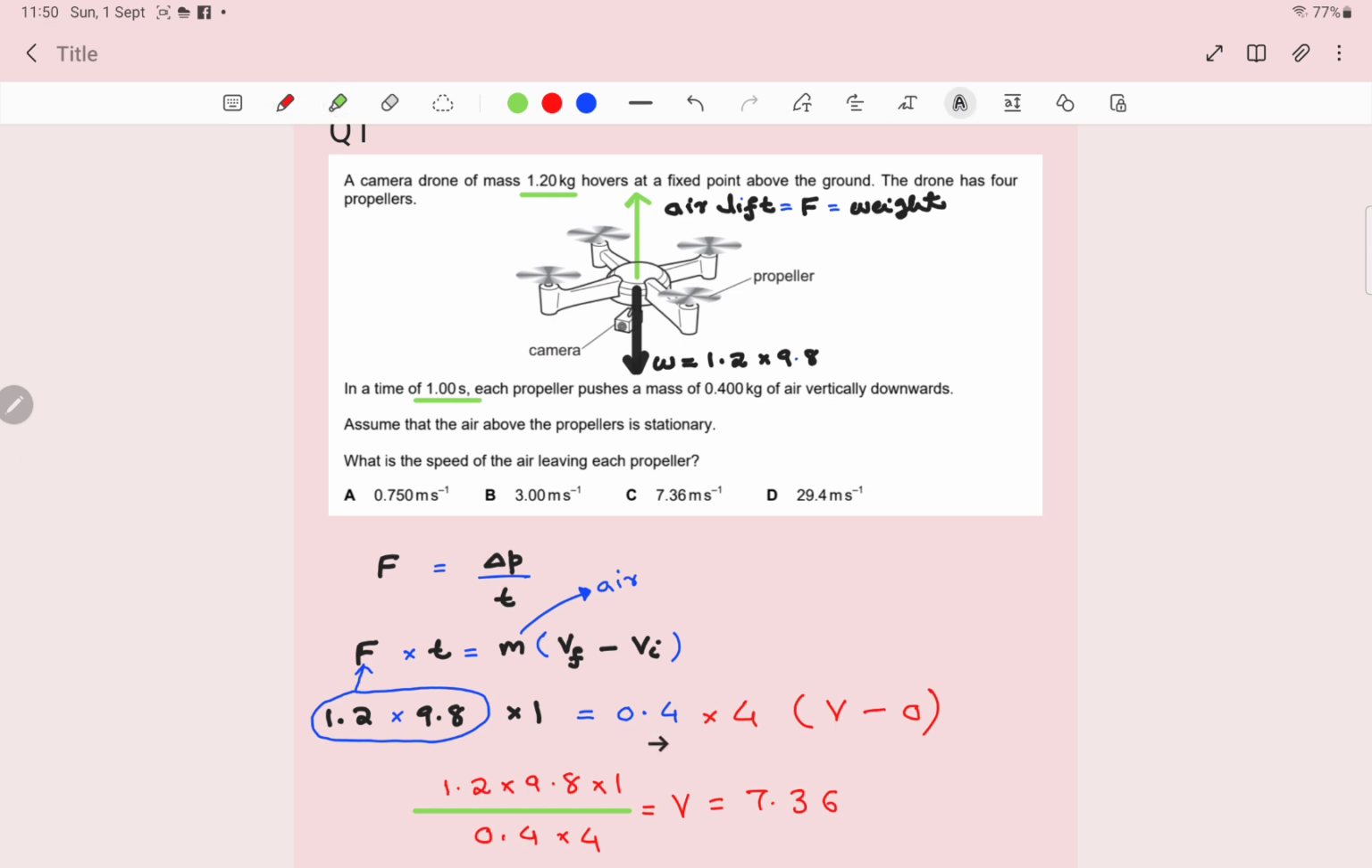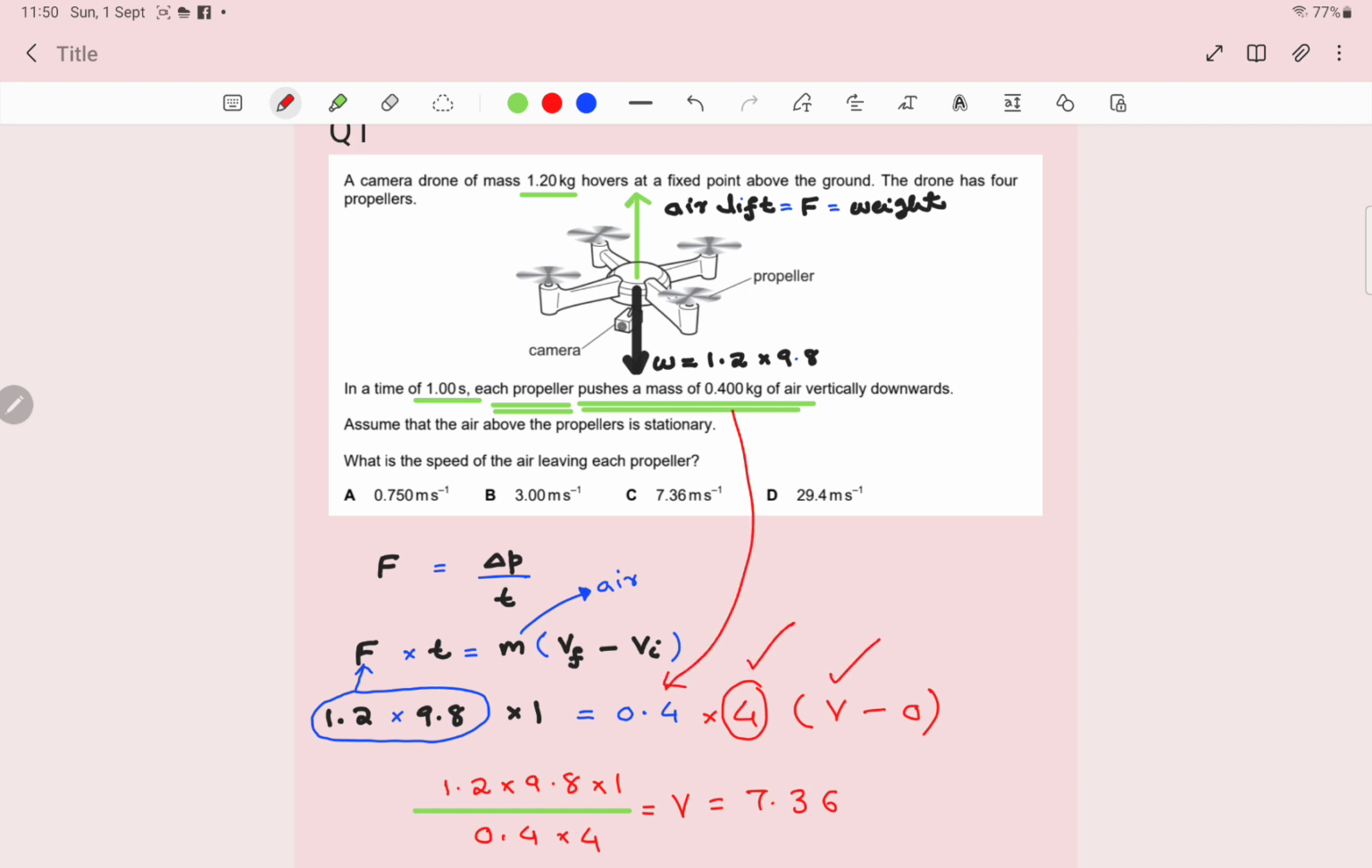And then the mass of air pushed downward by each propeller is 0.4 kg. This 0.4 kg is each propeller's mass of air pushed downward. So it is for one propeller, and there are four propellers. So this mass 0.4 kg is multiplied with 4.